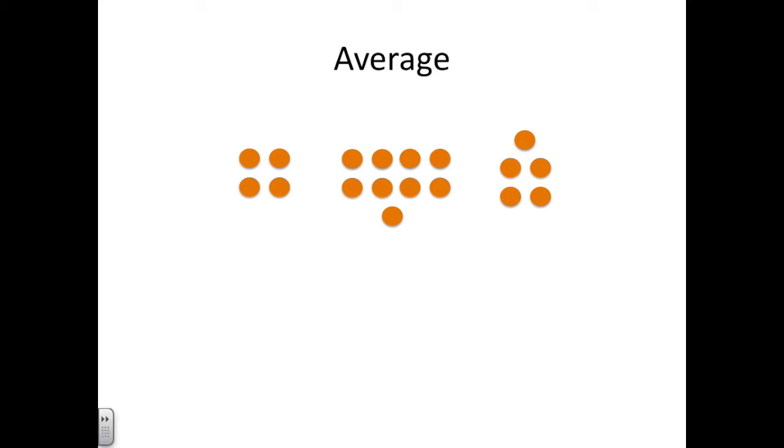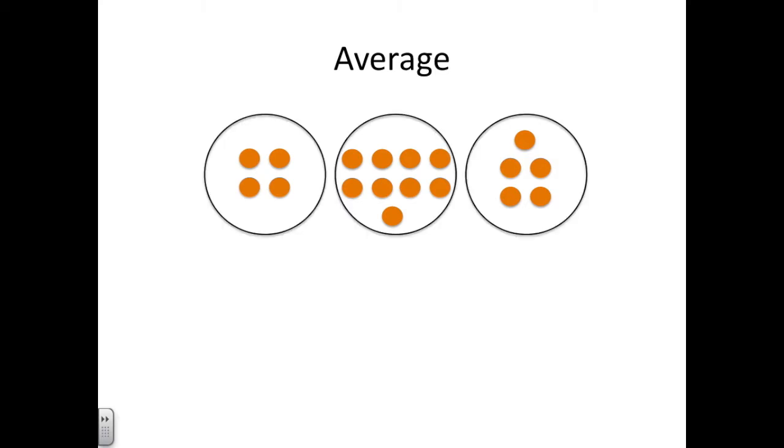So let's pretend that these are oranges. And let's say that they are in 3 different groups. I have one group of 4 oranges, another group of 9 oranges, and another group of 5 oranges. I want to know what the average is. These 3 bags do not have the same number of oranges. If the oranges are rearranged so that the bags have the same number of oranges, how many oranges will there be in each bag? That's what an average is.